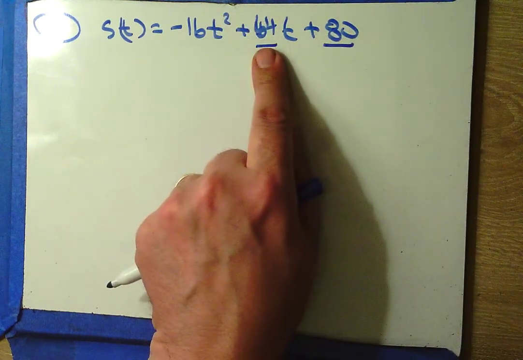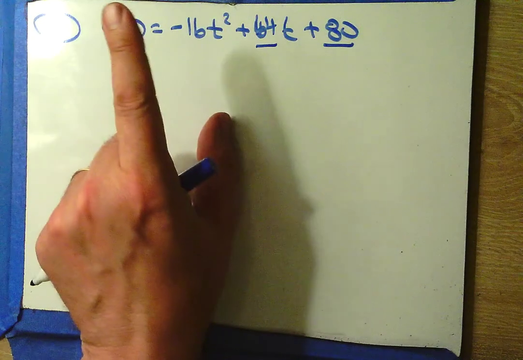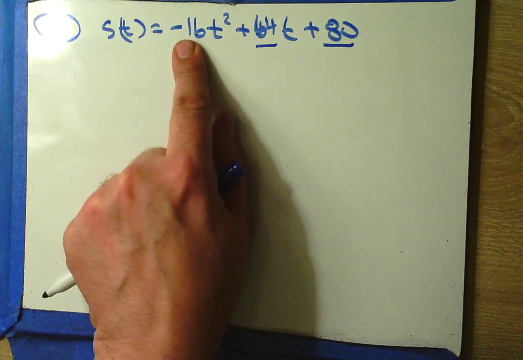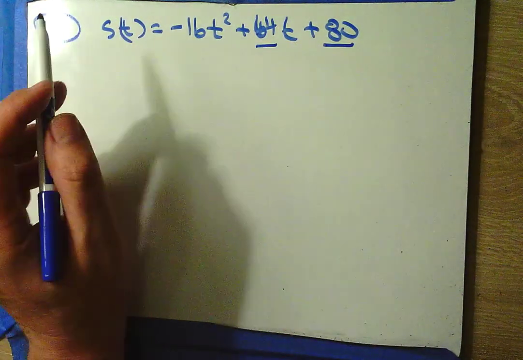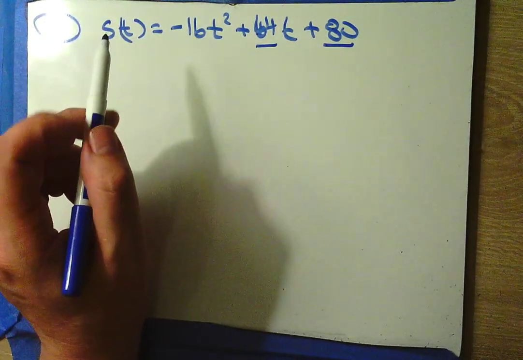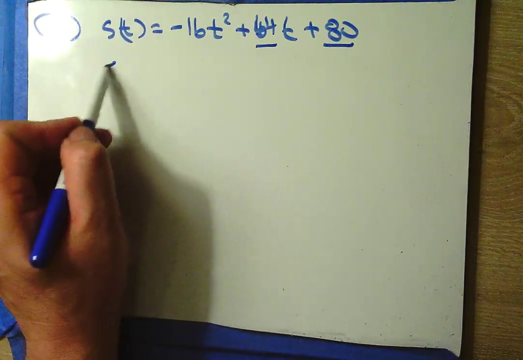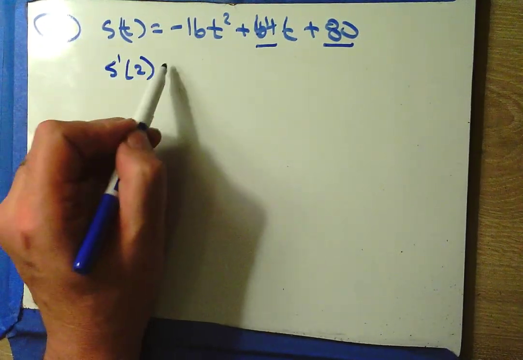We're throwing this thing at 64 feet per second. There's gravity, or at least that kind of looks like gravity, but not really, because you expect negative 32. I'll explain that as time goes by. Okay, so first, what's s prime of 2?